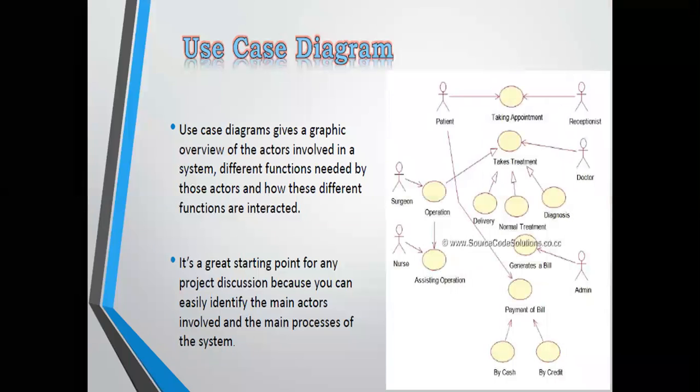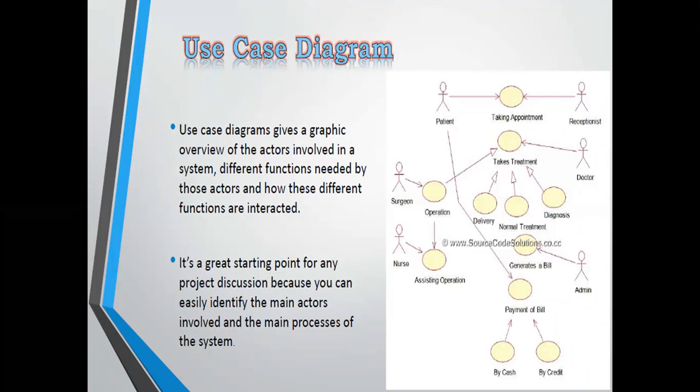First diagram is use case diagram. Okay, use case diagrams give a graphical overview of the actors involved in the system, the different functions needed by those actors, and how these different functions interact. Okay. So in this diagram, you can see that there are some actors. Okay. These are the actors.